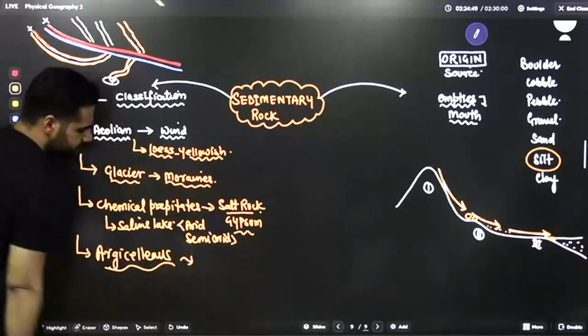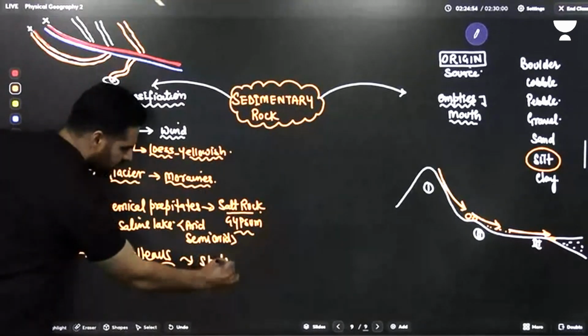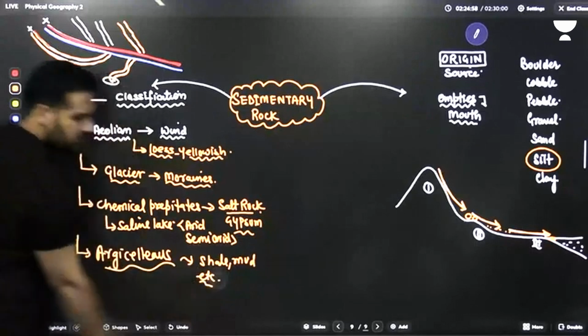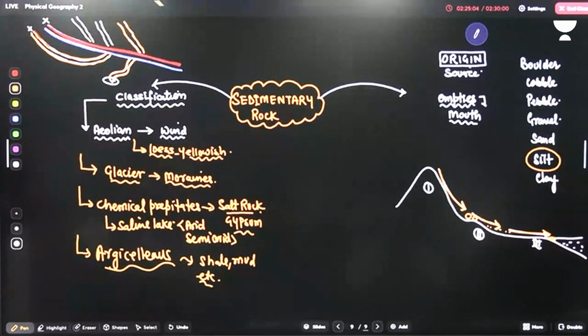It is deposited in water, like shale, mud, etc. Is it clear? Argillaceous is related to your water. Is this clear? समझ आ रहा है यहाँ तक? ये सारे के example है on the basis of agents of erosion.